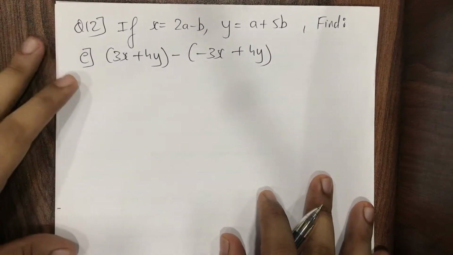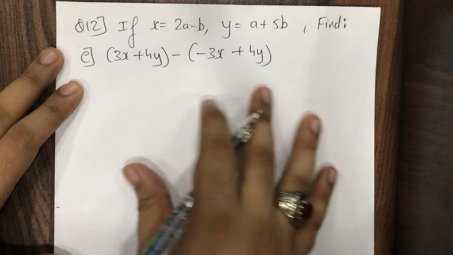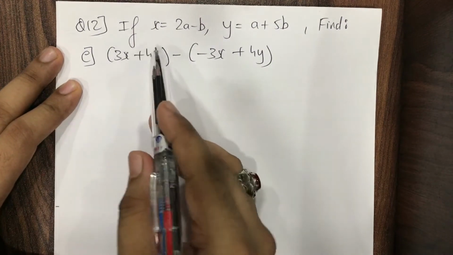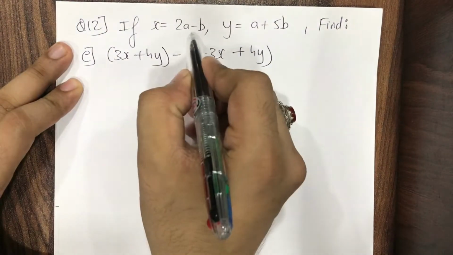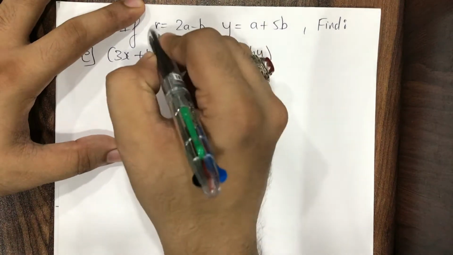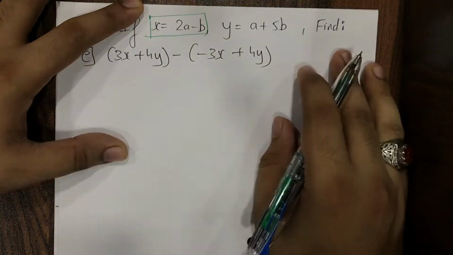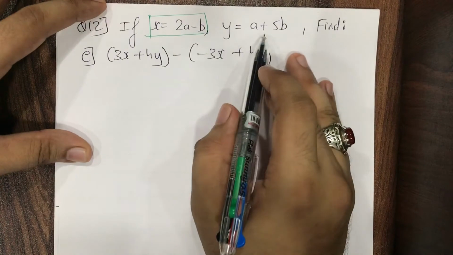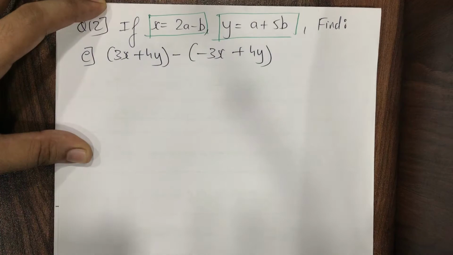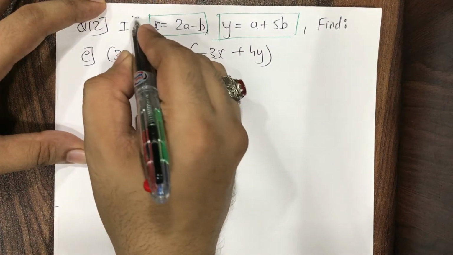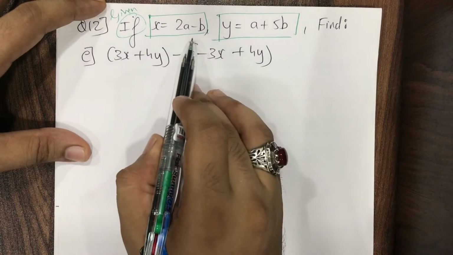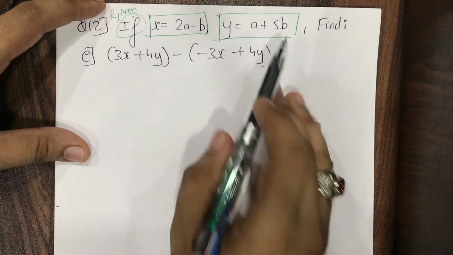Now students, the next question, it's question number 12 on the screen. The question says if x is equal to 2a minus b, so the value of x is given to us. What's the value of x? X is 2a minus b. Then y is equal to a plus 5b. Two values are given to us. If means it's given to us. That value of x is 2a minus b and value of y is a plus 5b.